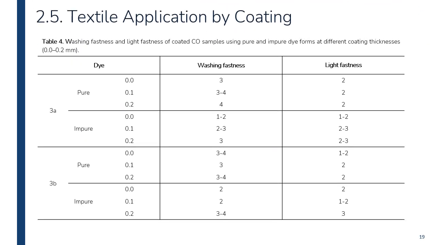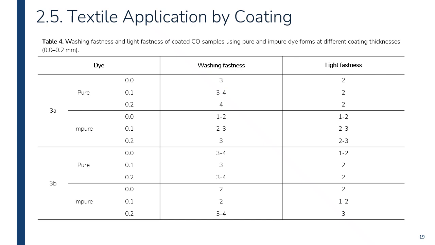Light and washing fastness were evaluated for the coating application as done for the dyeing process. Compared to dyeing, the coating method gave better washing fastness, especially when the layer thickness increased. With pure dye at 0.2 millimeters, washing fastness reached values between 3 and 4, while in the dyeing it stayed lower, between 1 and 2. Impure dyes also improve with thicker layers, even though they started with lower values.